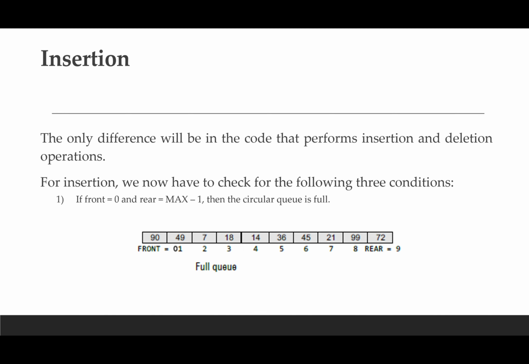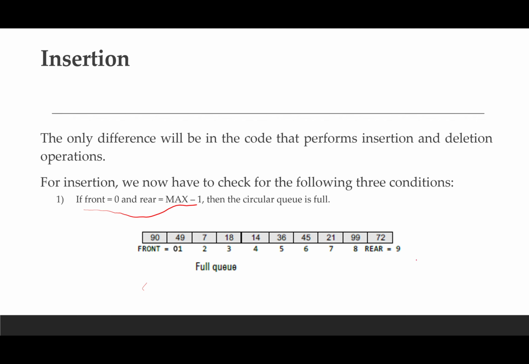Circular queue operation, insertion. We can do the insertion and deletion operations in the circular queue. Before doing the insertion, we need to check three conditions. The first condition is we need to check front is equal to 0 and rear is equal to max minus 1. If you take this example, you can see the front value is equal to 0.